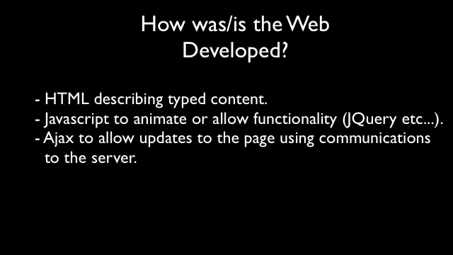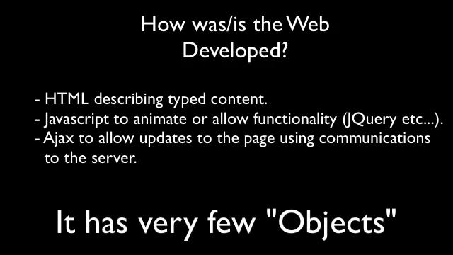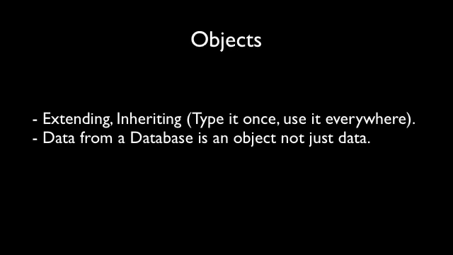So the web is developed pretty much with HTML, JavaScript, and Ajax. Those are your front-end programming languages. Now there are very few objects. They're really scripted languages. Now what do I mean by an object? I mean something that can extend and inherit. So a text field might be an object.